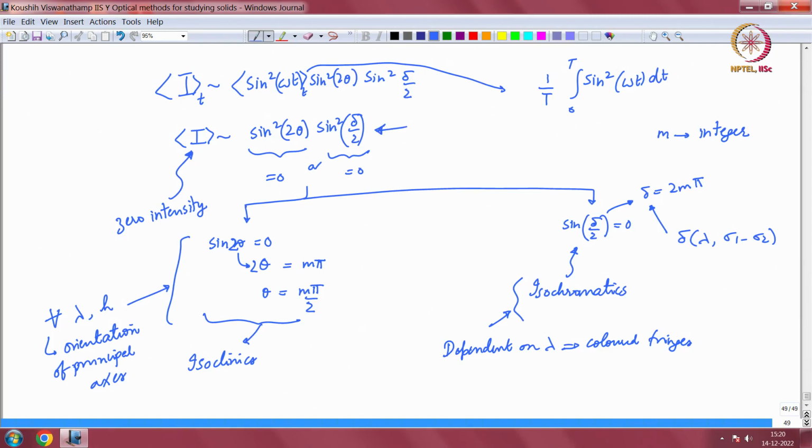And we said that you can get a 0 intensity if either sin 2 theta is 0 or if sin delta by 2 is 0, right, and those gave us the two conditions. One corresponds of course to what are called isoclinics. I mentioned that clinic refers to inclination of course, and these give you loci of theta equal to m pi by 2, and the others are called the isochromatics, and these correspond of course to delta being 2 m pi.